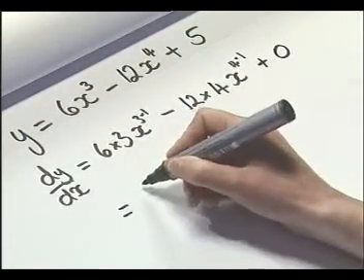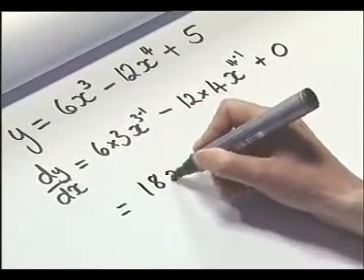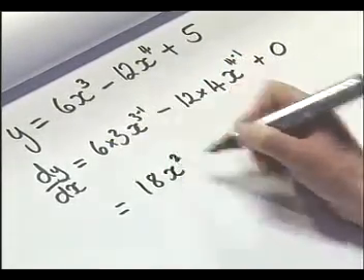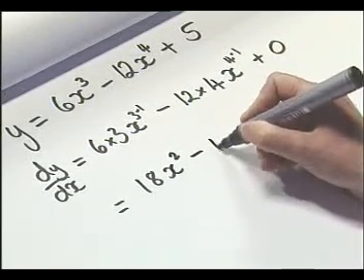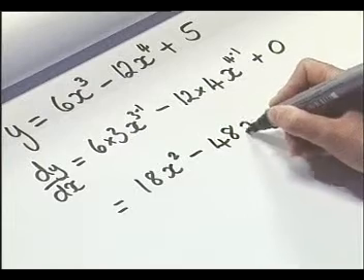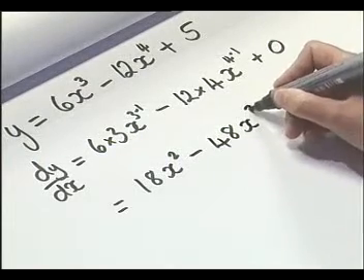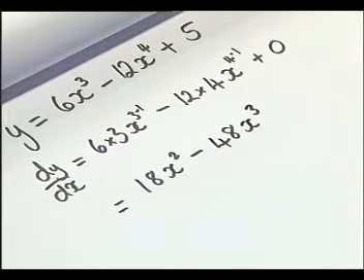So 3 6s, 18, x to the power 3 minus 1 is 2, minus 4 12s, 48, x to the power 4 minus 1 is 3. So there's our derivative.